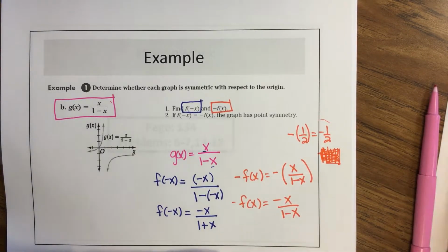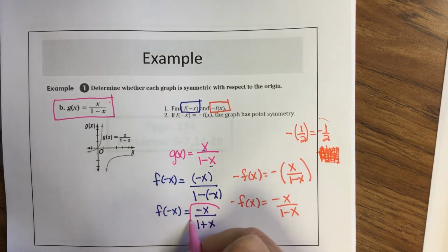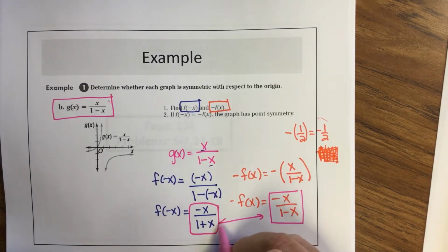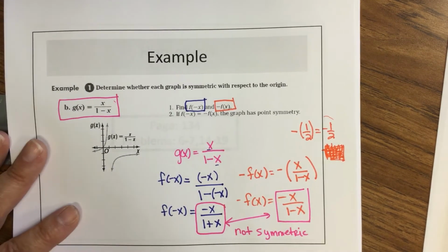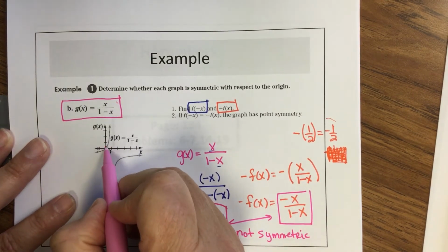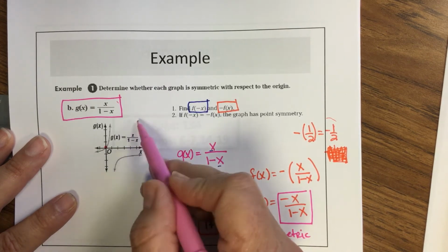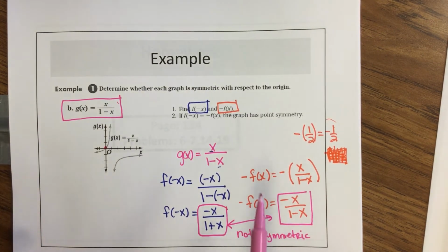All right, so now our last step is to compare f of negative x and negative f of x to see, are these the same? They are not the same. This one's a positive, this one's a negative, so these are not symmetric. If we look at our graph over here, we can see that the origin's right here, and obviously these are not symmetric. There was a shift which is going to cause these to move. This one is not going to be symmetric around the origin.